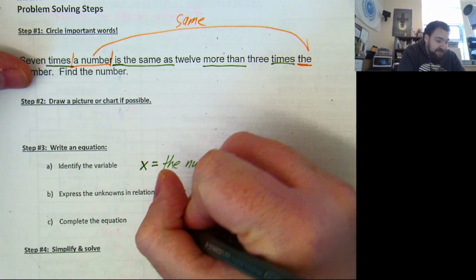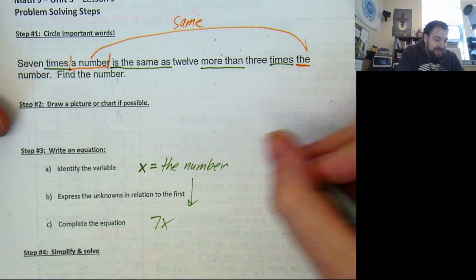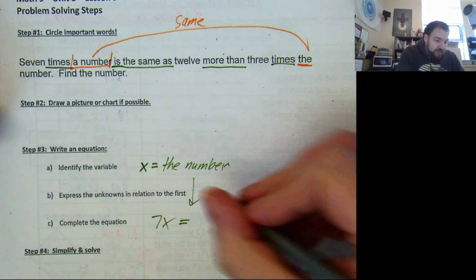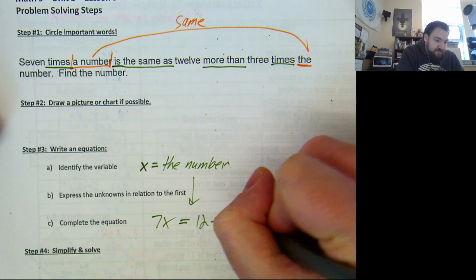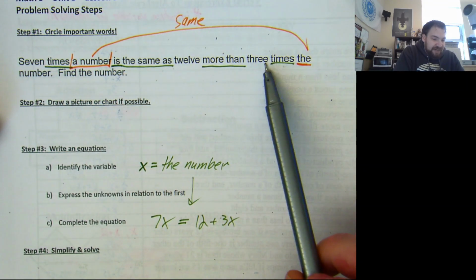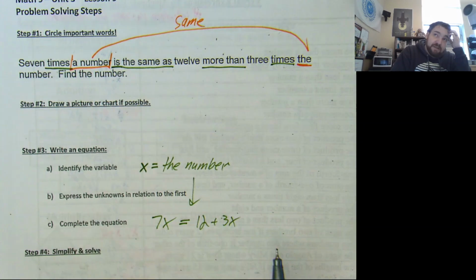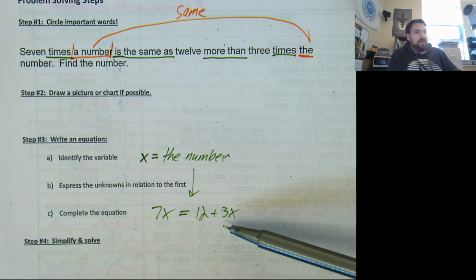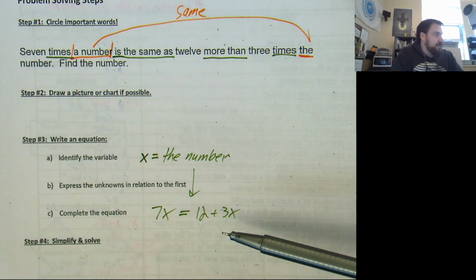Yeah, that's just 7x is the same as, is equal to, 12 plus 3x. 12 plus is 12 more than, and 3 times the number is 3x. So now we've got an equation. This is the hardest part, generating the equation that we then need to solve.